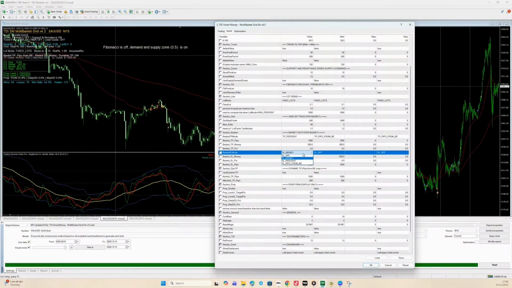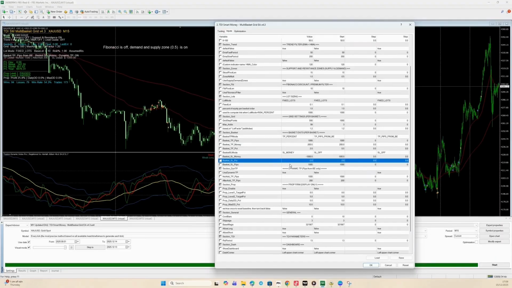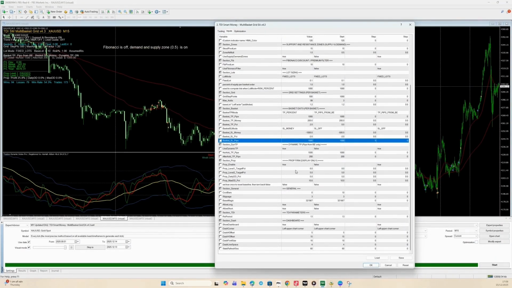So you can decide to turn off stop loss if you just want to keep the EA open, which I don't advise in any case. Then you can use stop loss money, stop loss percentage, or stop loss in pips. All of this is just to make sure there's a lot of room for you to play around with your risk management. Then you can set stop loss money minus 1,000, stop loss percentage minus 2%, stop loss pips minus 1,000 pips. So it depends on how you want to play the market.